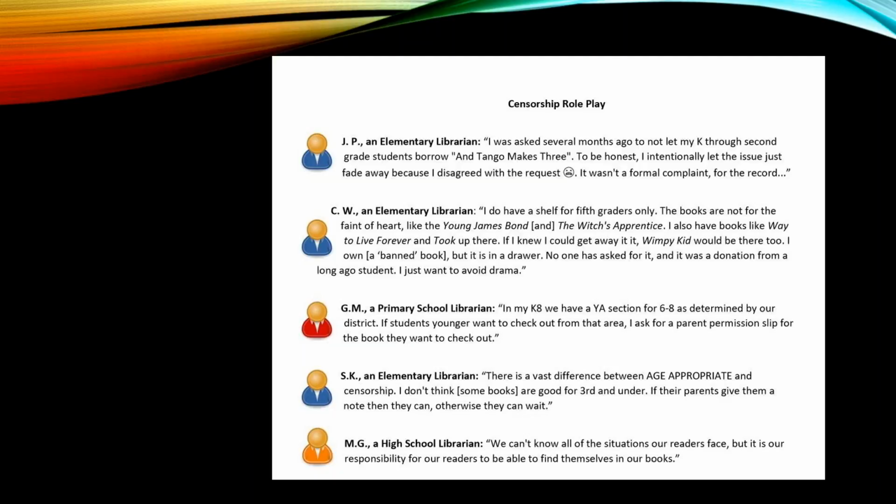What's the relationship on the elementary, middle school level between parents and librarians and what their child is reading? I'm just curious because I've always worked in a high school.